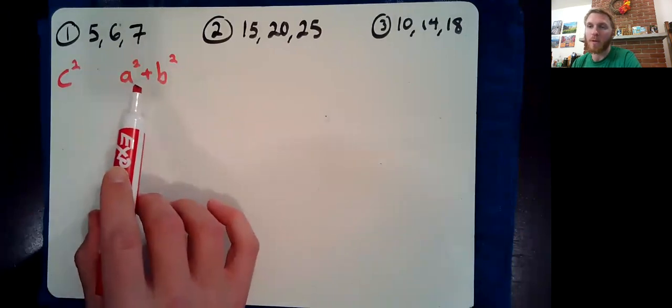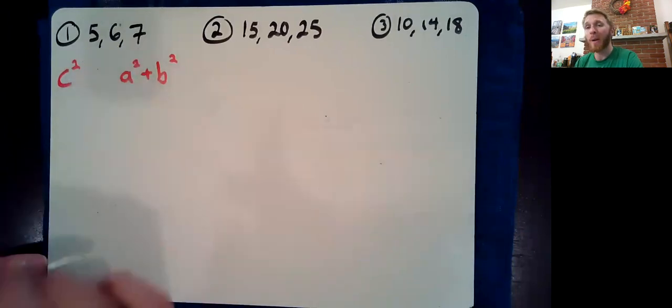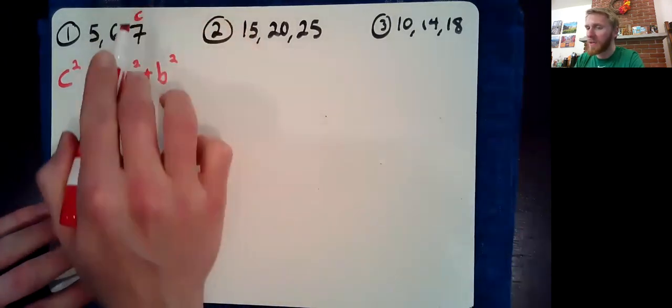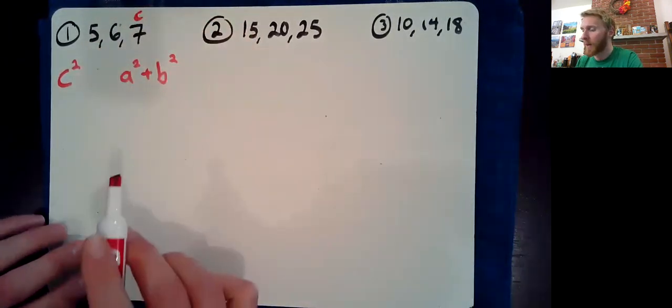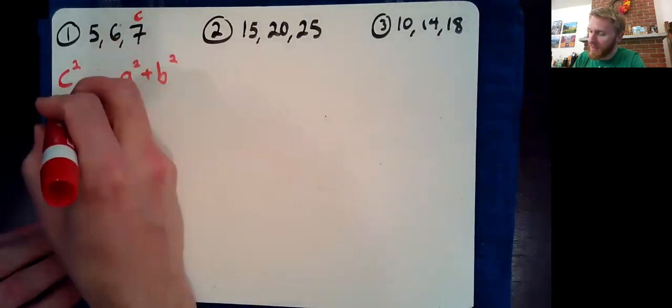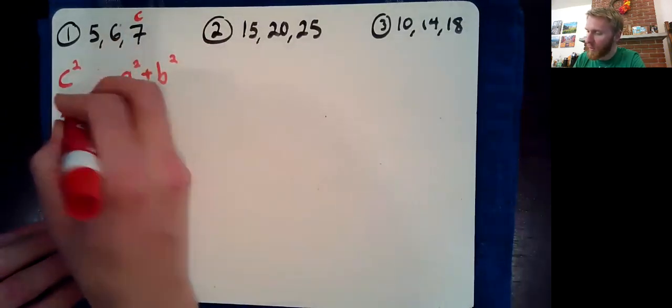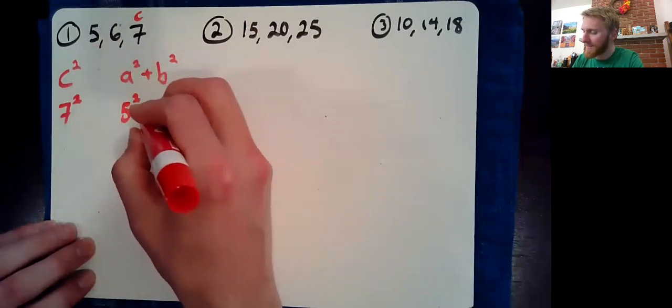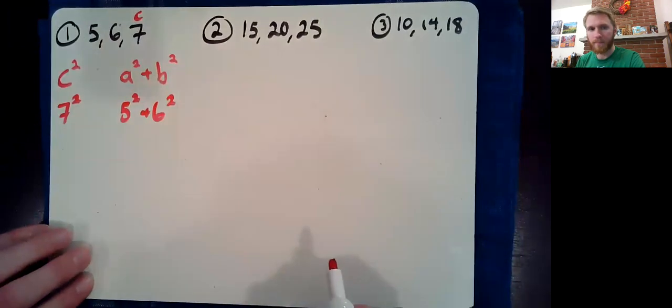We don't know yet, so I just want to analyze these sides. Remember, c was always our hypotenuse. In this case, we don't have a triangle, but we know c is always going to be the longest side. That's what matters. So c is 7, so 7 squared. And I want to compare that to the sum of 5 squared plus 6 squared.